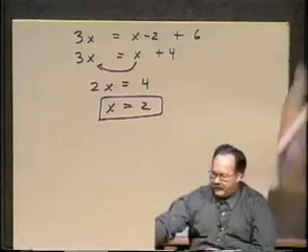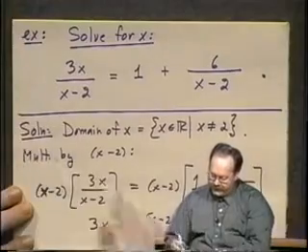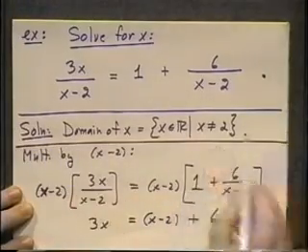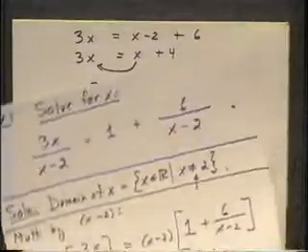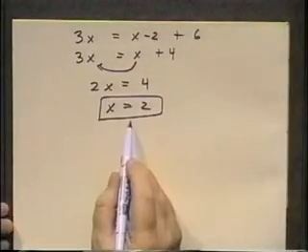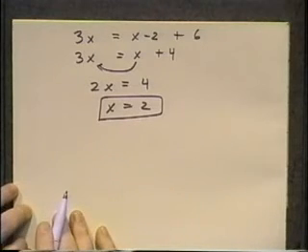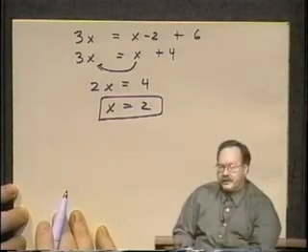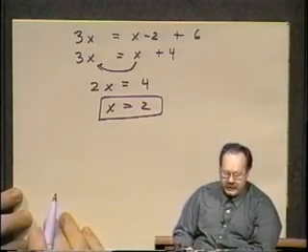But wait a minute. Let me go back here. Let's see. The domain of x, x can't be equal to 2. But I found that the only solution possible is 2. What do I conclude from this? Do I conclude that I made a mistake? Well, usually that's a good idea to check. But in this case, I'll assure you, no, I didn't make a mistake.